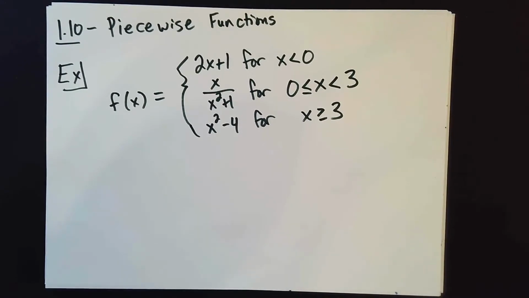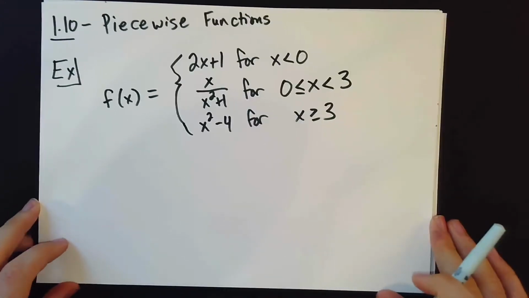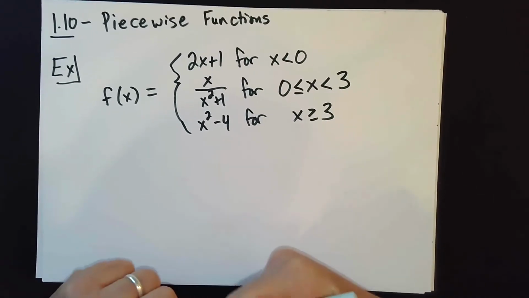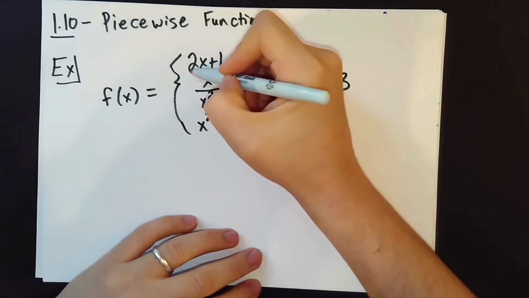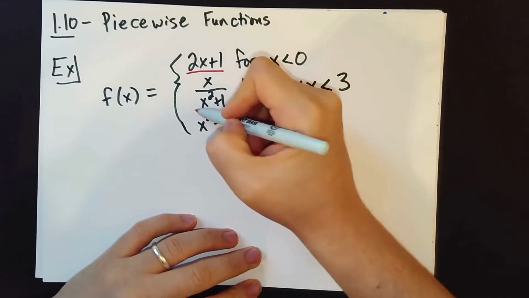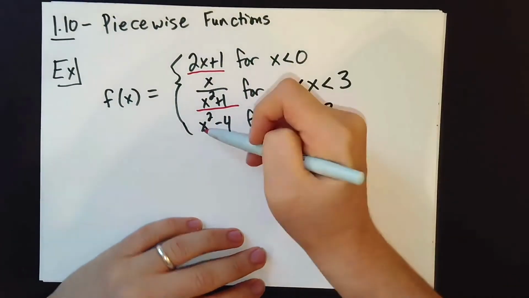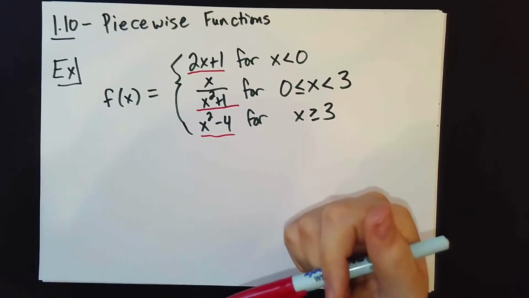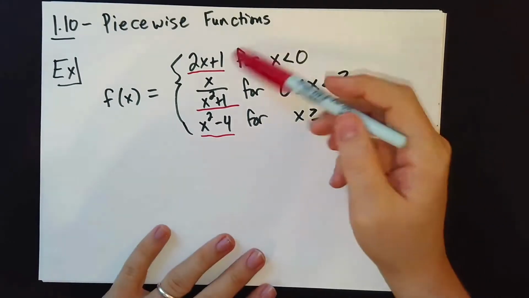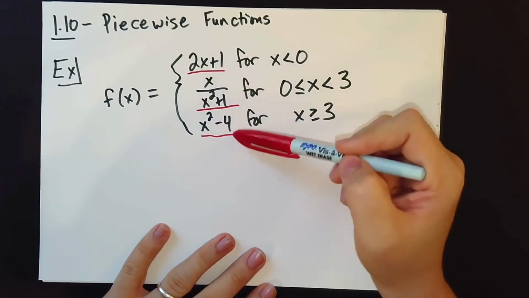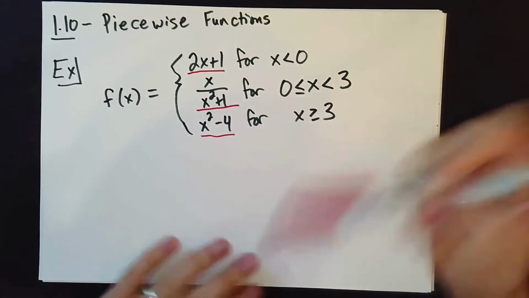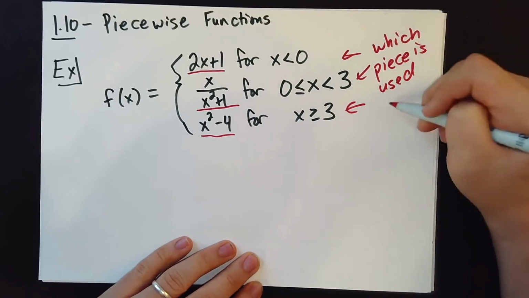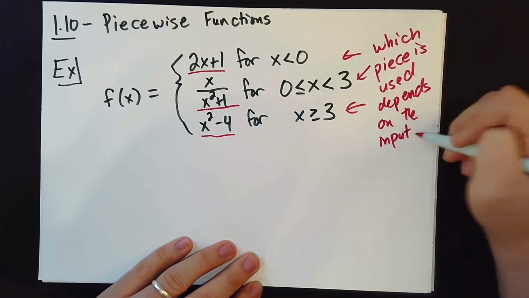And so what's really happened here is that we've basically smooshed together three different functions. So we've put together the function 2x plus 1, the function x over x squared plus 1, and the function x squared minus 4. And the way we smooshed together these three functions is based on what the input is. So these conditions, which row depends on the input.